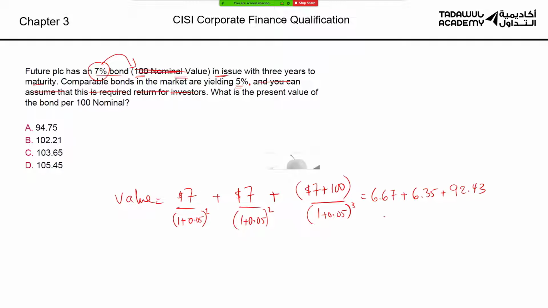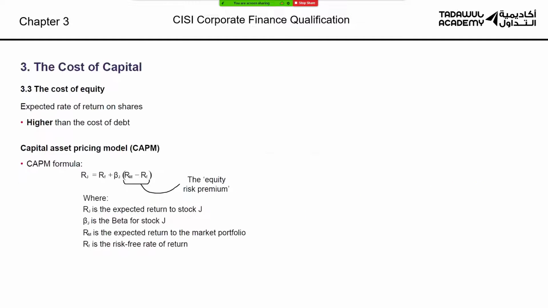92.43. So adding all of these together will give you the current value or the fair price for the bond: 6.67 plus 6.35 plus 92.43. So this is 105.45. This is the present value of the bond, which should be the fair price for it. Now that's the cost of debt. Let's get to the cost of equity.